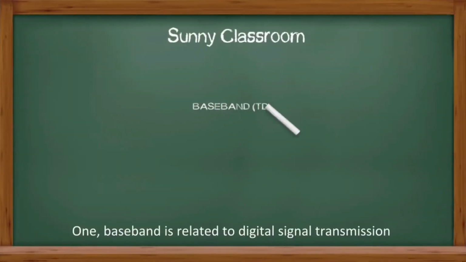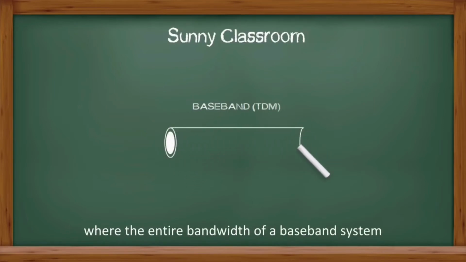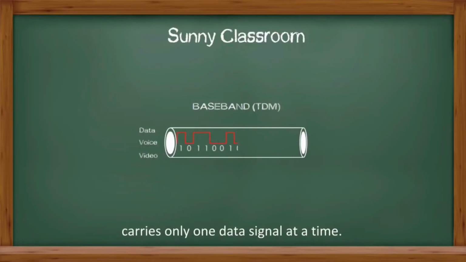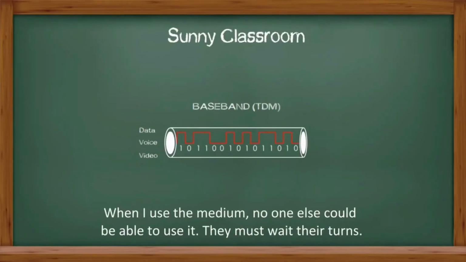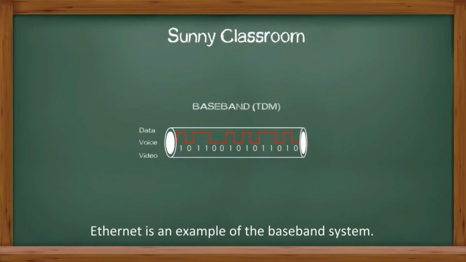1. Baseband is related to digital signal transmission, where the entire bandwidth of a baseband system carries only one data signal at a time. In other words, every single signal would require an exclusive use of the shared media. When I use the media, for example, no one else could be able to use it. They must wait their turns.